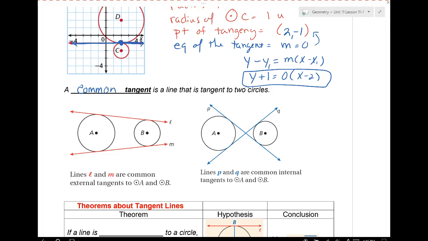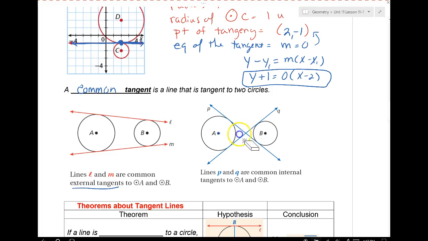Notice the first set right here. These are called external tangents, and they look like they're just resting on the bottom or on the top of the 2. The ones to the right are called internal tangents. I can't talk today for some reason. The reason they call them internal is they cross between the line segment that connects the 2 centers. That's the term that they use for that.